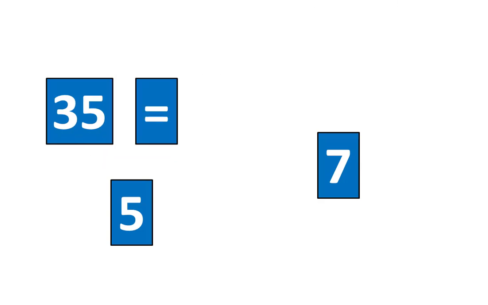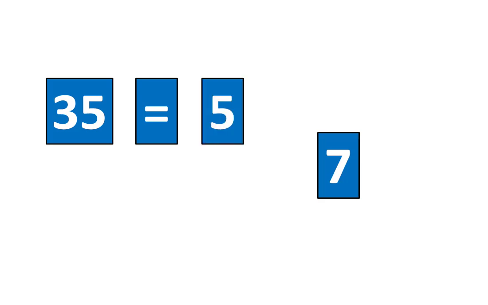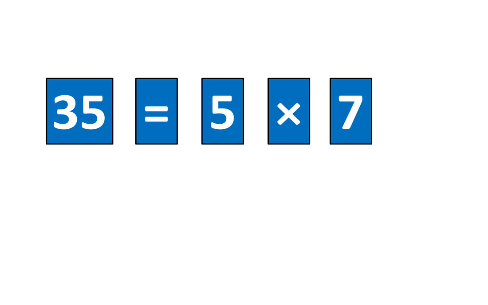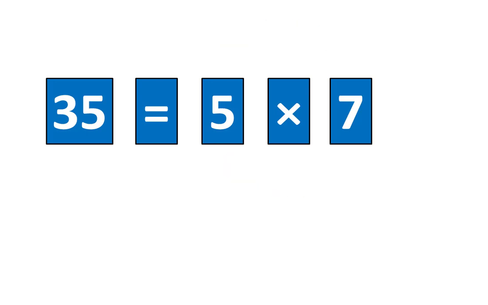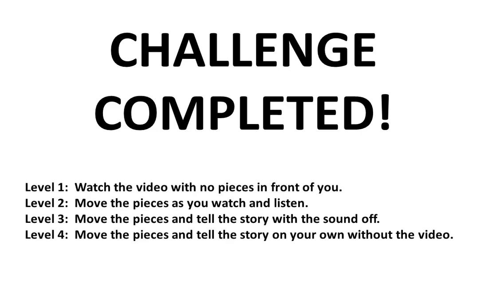35 is equal to 5 times 7, which means that 35 is equal to 7 times 5, and that completes the challenge. Remember that there are 4 levels to this challenge if you want to do it on your own. Simply pause to learn more or watch video number 1 for a deeper explanation.